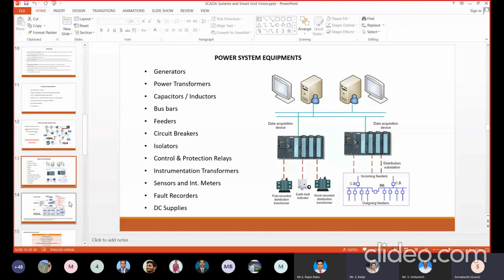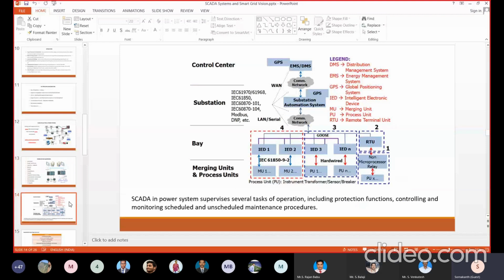So the next is the substation automation system. Here, just see the legend. These are the main terms used in substation automation. One main thing is the distribution management system.